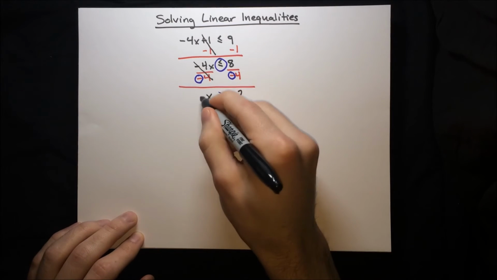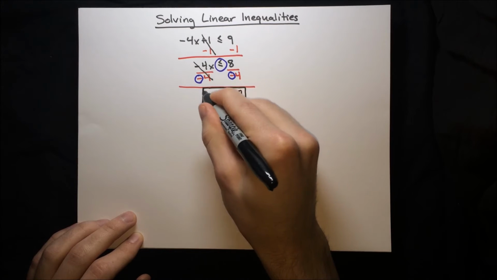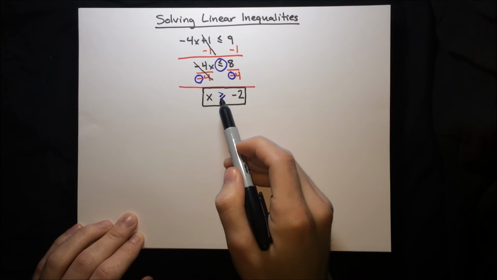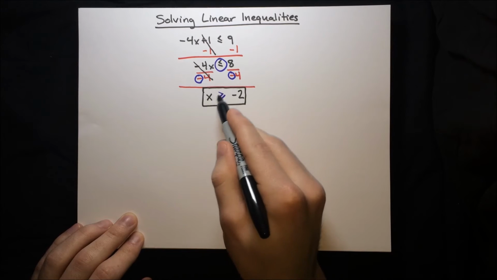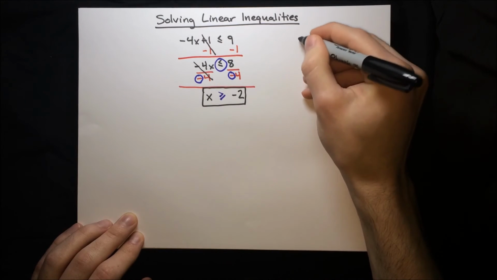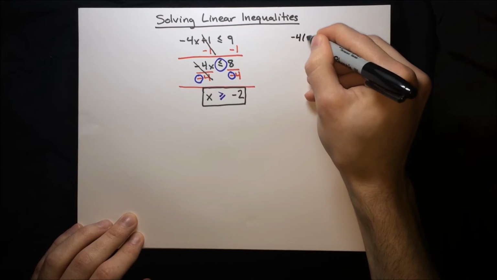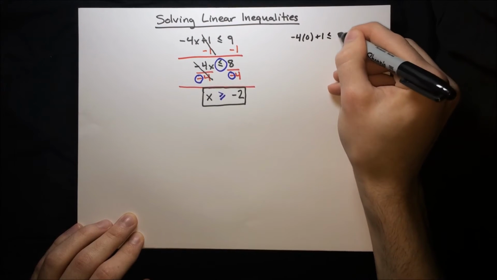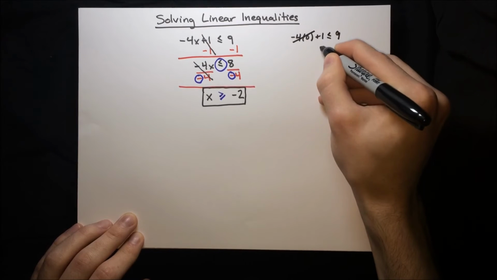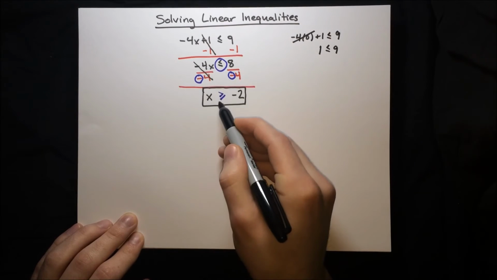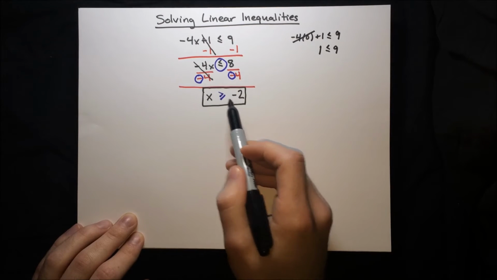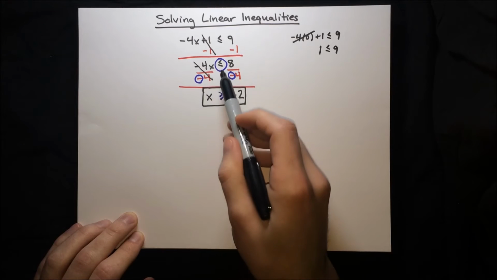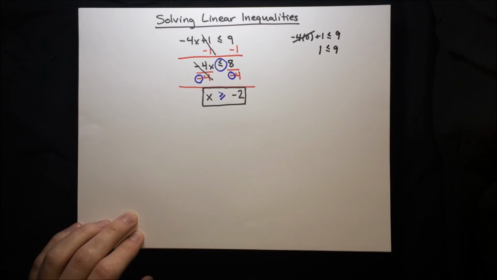So this is the solution to the inequality. And that might seem strange, but we really do have to flip the sign in order for the solution to be true. We can test it out: 0 is greater than or equal to negative 2, and if we plug 0 into the inequality, we get negative 4 times 0 plus 1 is less than or equal to 9. So this cancels, and we've just got 1 is less than 9. So this is the true solution. Numbers which are greater than or equal to negative 2 work here. And we'll talk about why we flip the sign in just a moment.